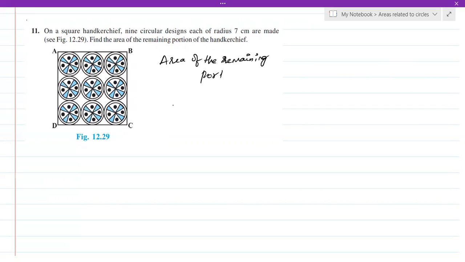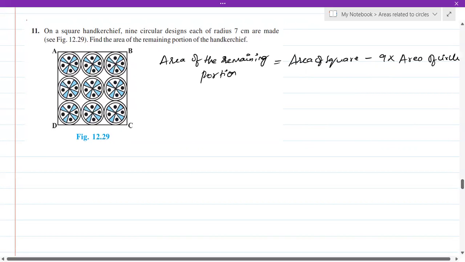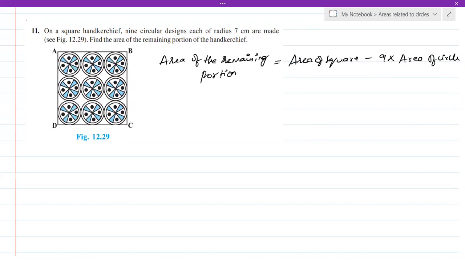Area of the remaining portion will be equal to, let's find the area of the square. In that, let's minus the circles. Okay, the 9 designs are not required. So 9 times area of circle, isn't it? Let's find the entire area of the square. In that, we don't need the designs area, so let's subtract it. Area of square is side into side minus 9 times area of circle, pi r square. Now the side of the square is not given, but it is indirectly given.